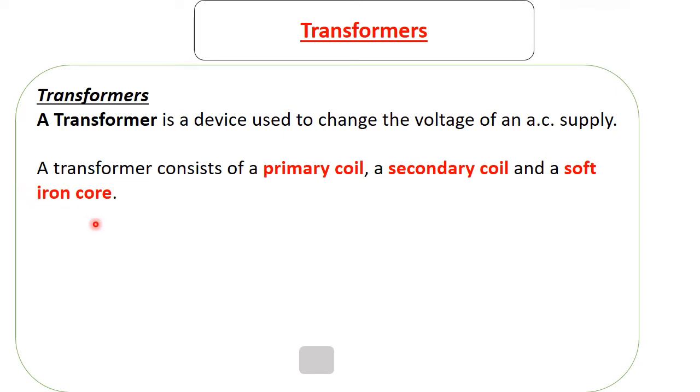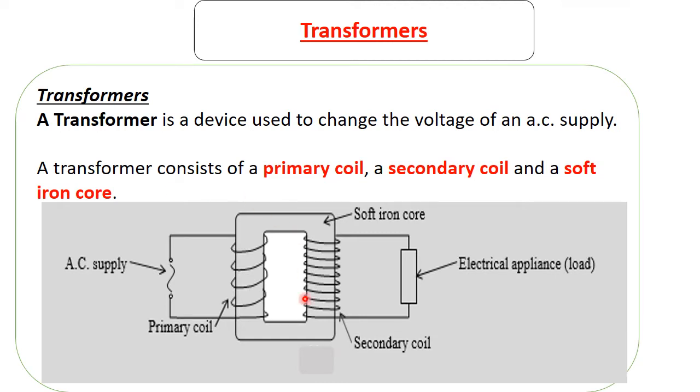So a transformer basically consists of a primary coil, a secondary coil, and a soft iron core. Remember when we talked about the solenoid, which was made of a coil around an iron core. It's the same concept, but here we're going to have two types of coils, a primary coil and a secondary coil. So a transformer looks like this.